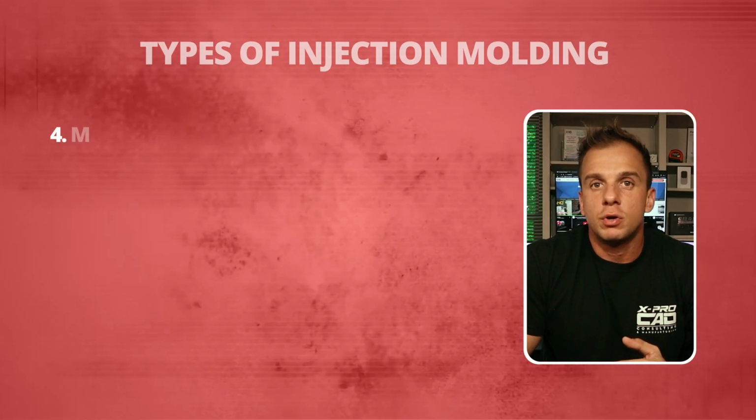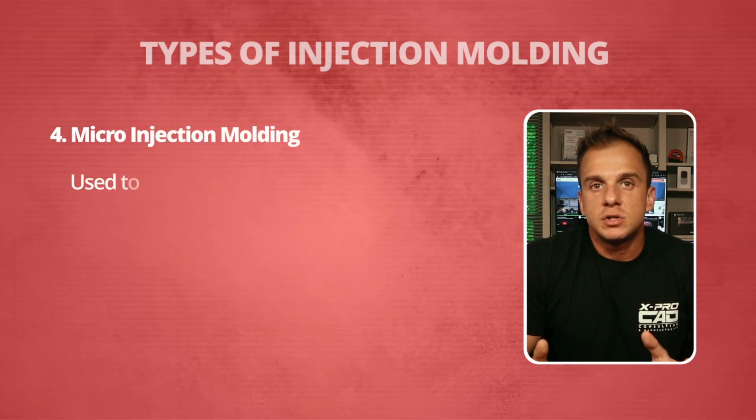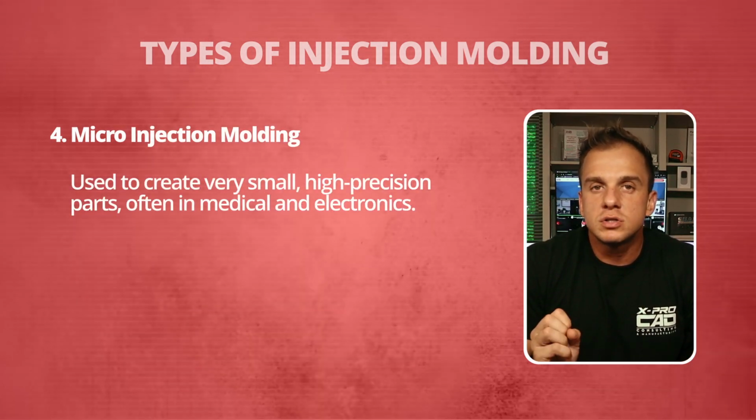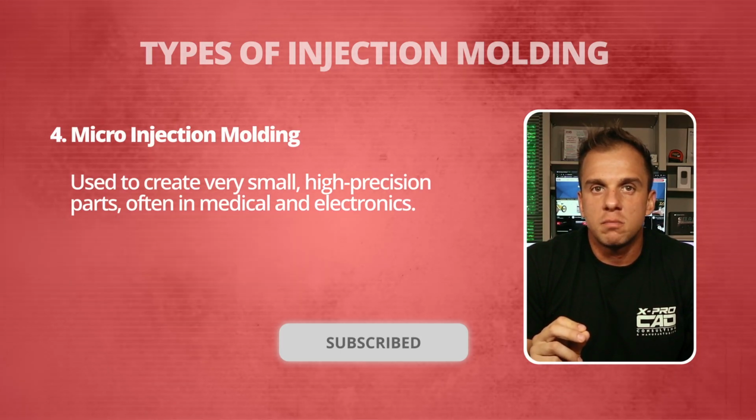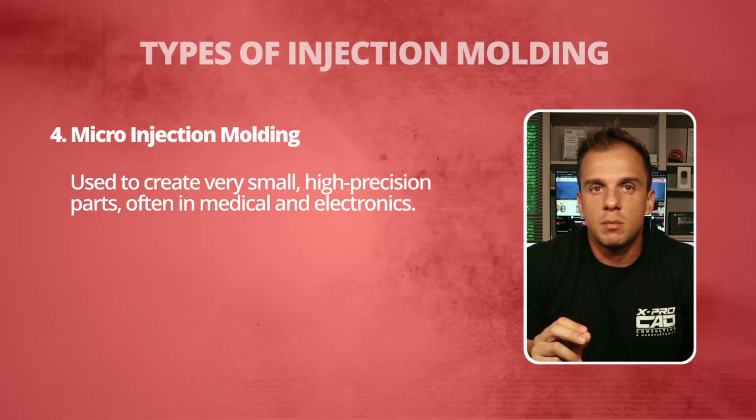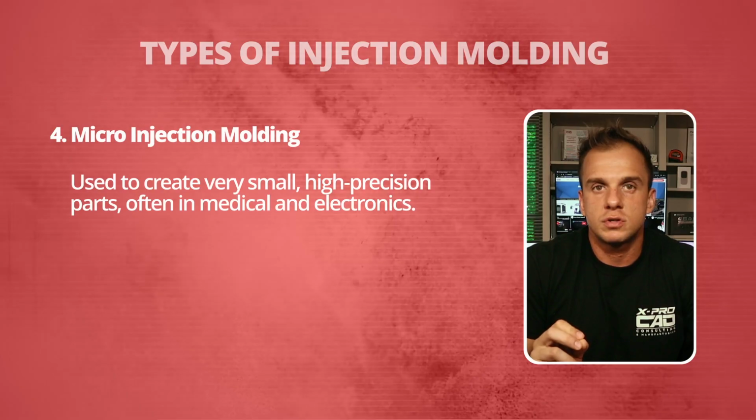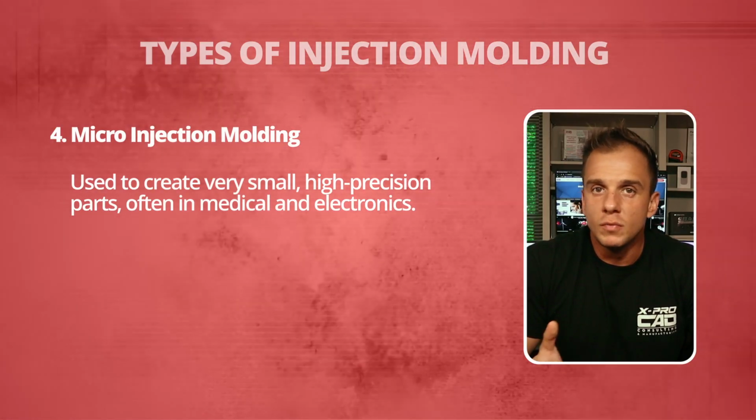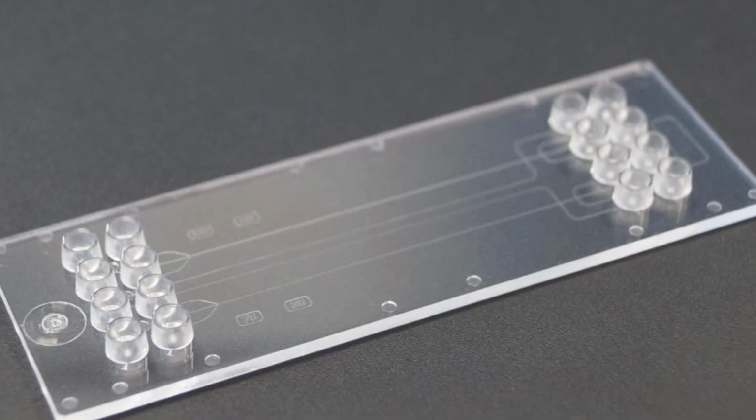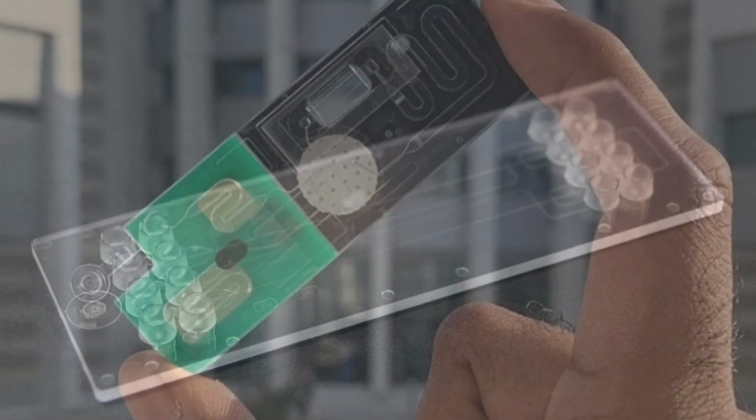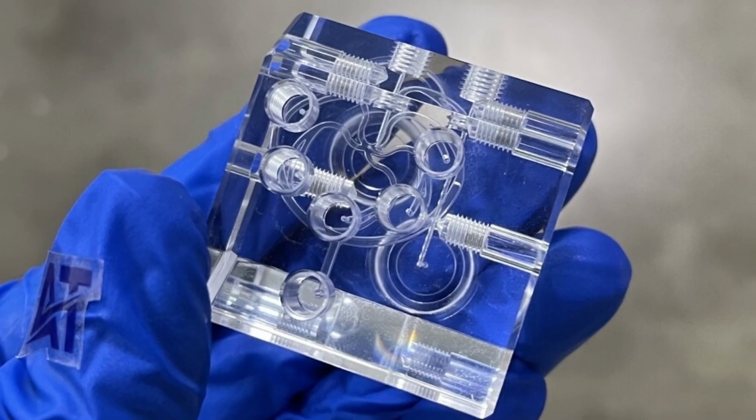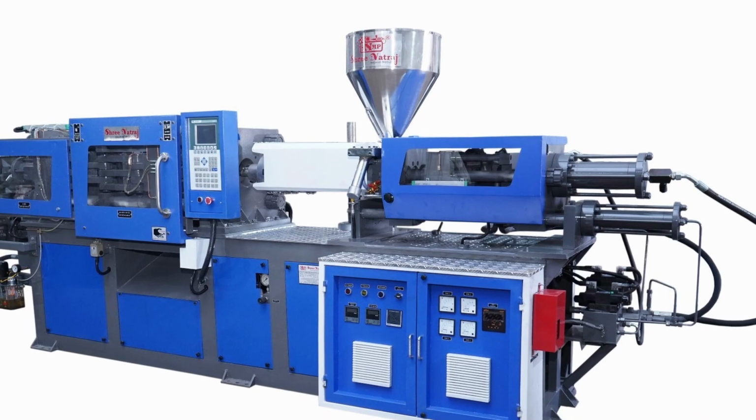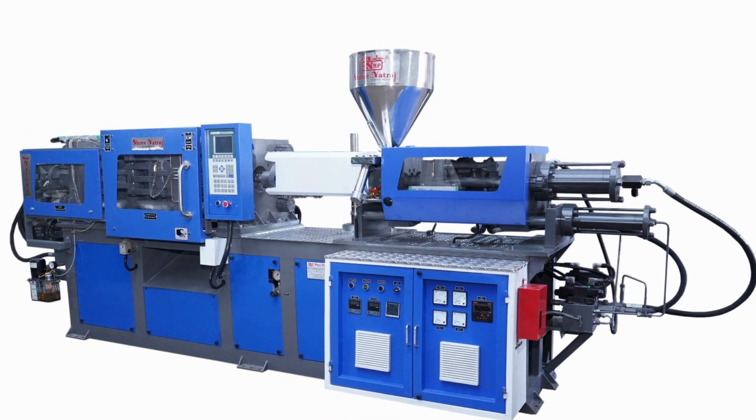Next one, we have micro-injection molding. This technique is used to produce extremely small, high-precision parts. The mold cavities and shots are measured in milligrams. It's common in the medical and electronic industries, where components like microfluidic devices or miniature sensors are required. It demands tight tolerances, advanced tooling, and very sophisticated machinery.